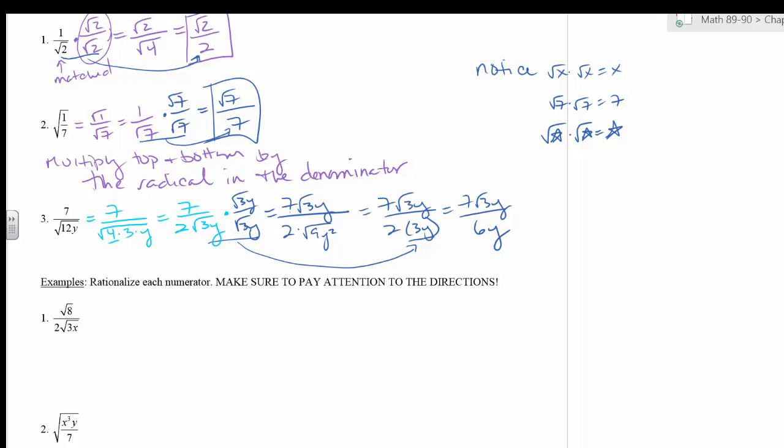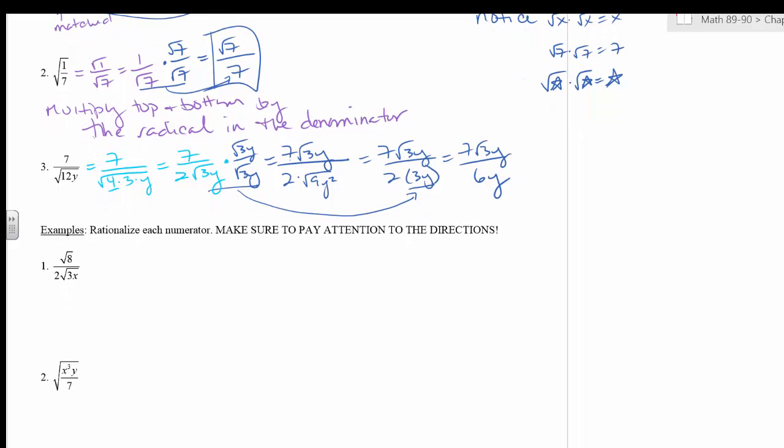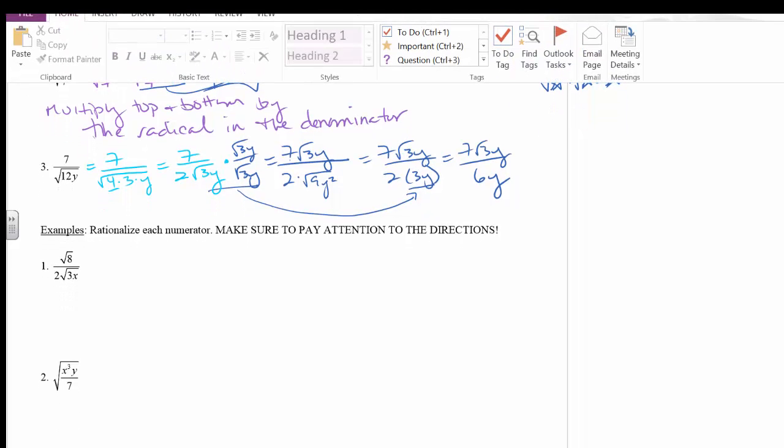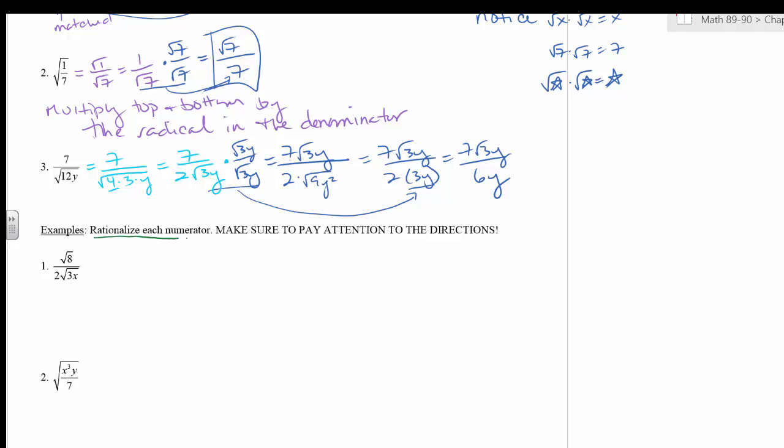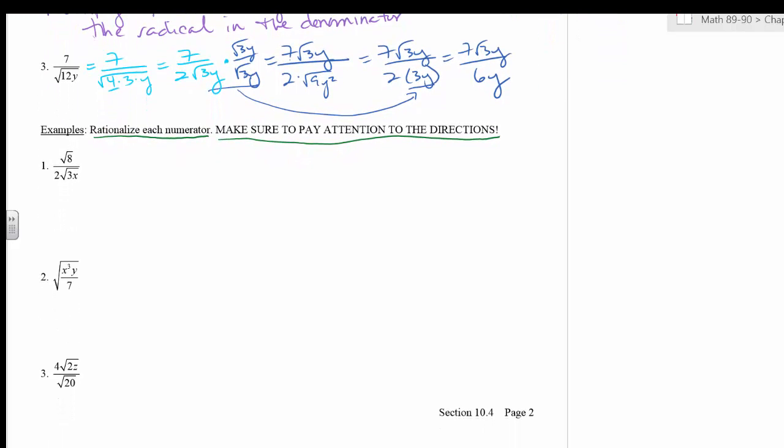All right, now this second set, I wanted to do a couple of examples like this because they switched it up on you. Rationalize each numerator. So when you're doing your homework and taking your test, make sure to pay attention to the directions and what they want you to rationalize. We get sort of in a pattern of always rationalizing the denominator, and every once in a while there's a good reason to rationalize a numerator, so we want to practice that too.